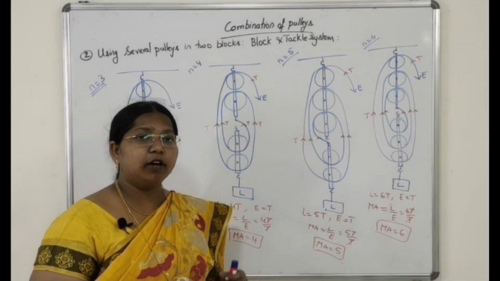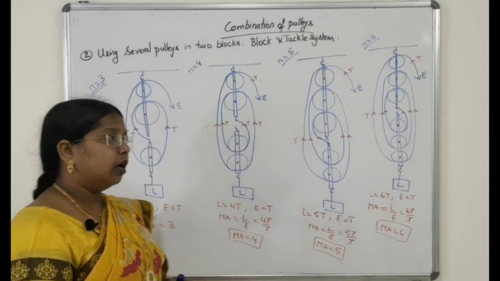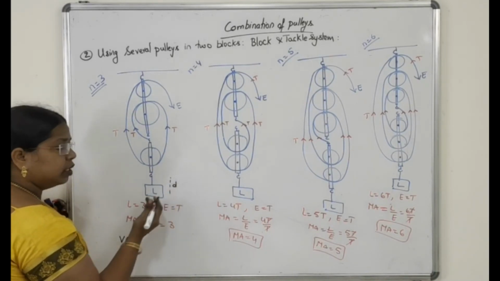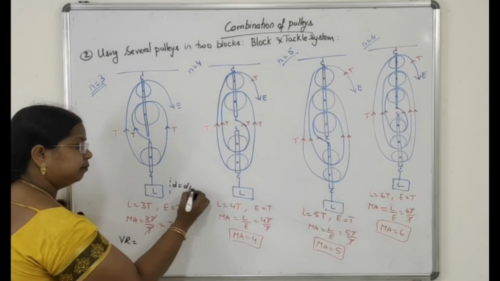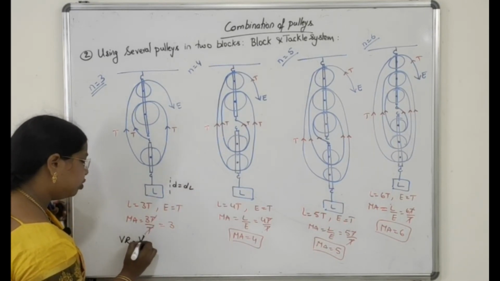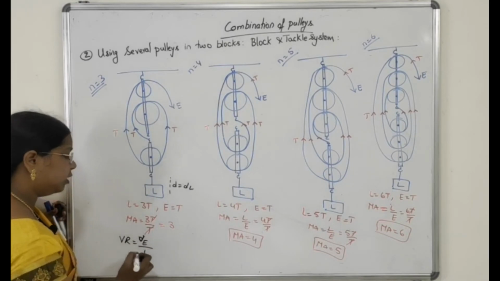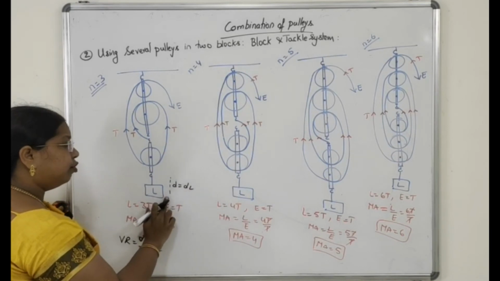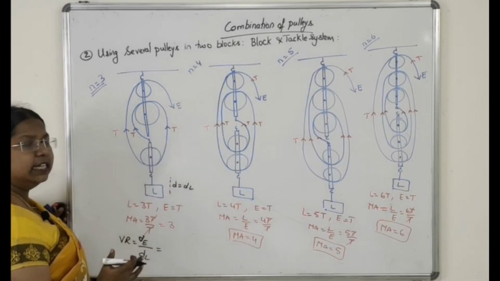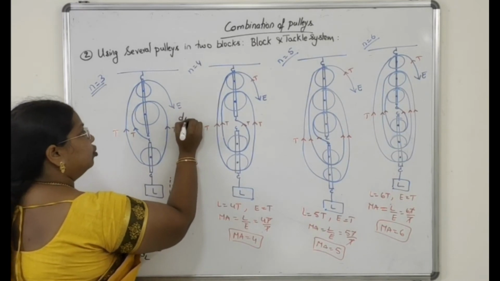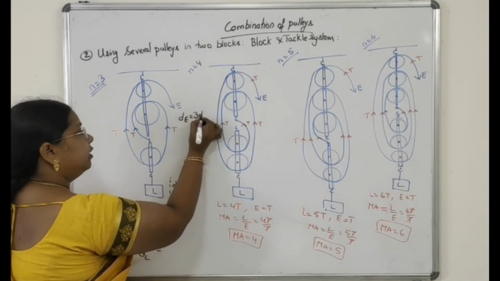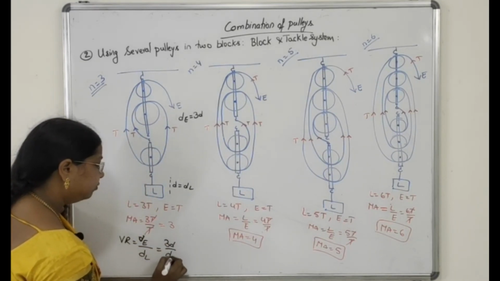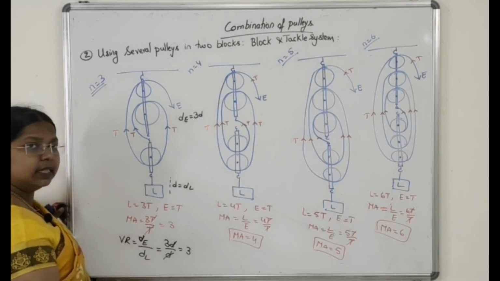Now let us calculate the velocity ratio of these systems. Suppose the distance moved by the load is D. It was moved to a distance D, your dL. So we know velocity ratio is the distance moved by the effort by the distance moved by the load, dE by dL. So if your load was moved to a distance D, lifted to a distance D, then your effort should move to a distance of 3D. 3 strings should be moved. So 3D by D, your velocity ratio is 3.